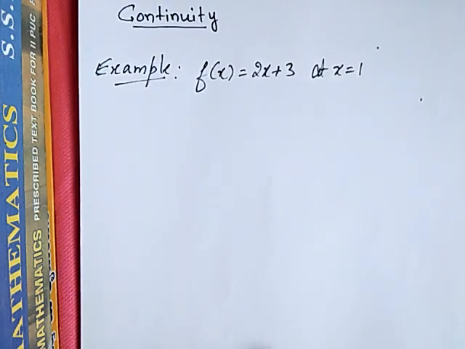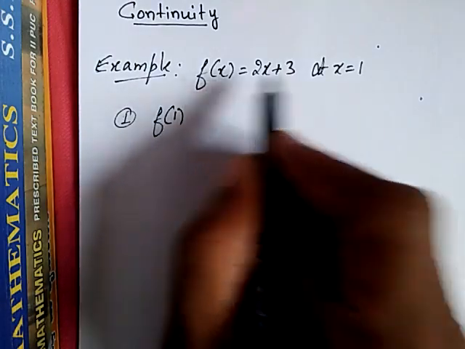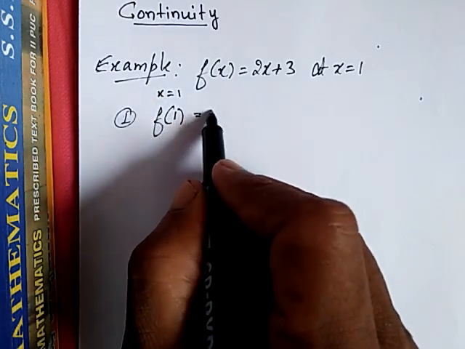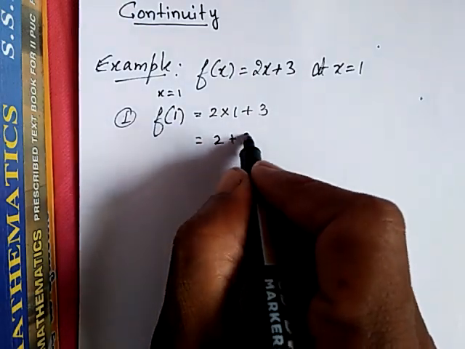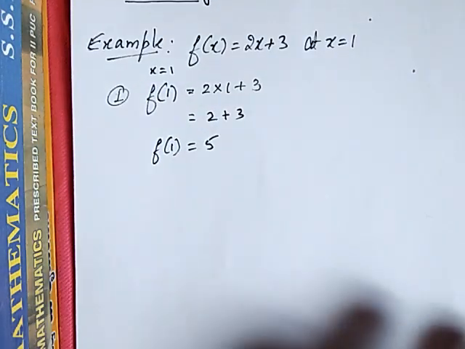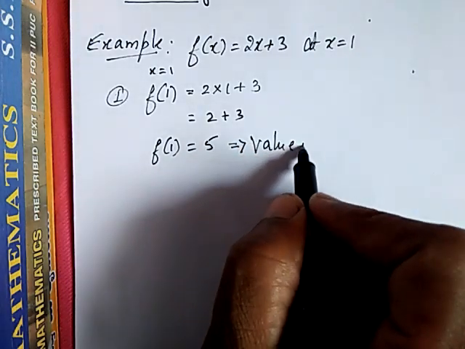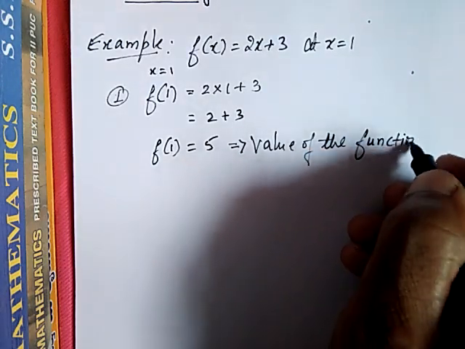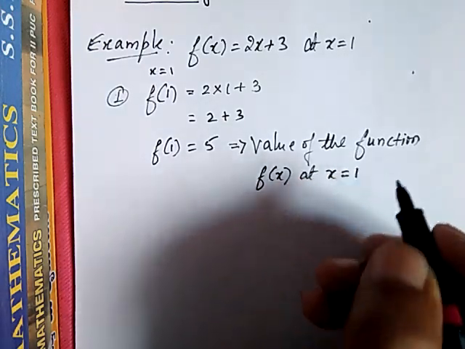So to check this one, first we need to find f of 1. So here f of x is there, so x is equal to 1 we are putting. If you put x is equal to 1, f of 1 is equal to what? 2 into 1 plus 3, which is 2 plus 3, which is equal to 5. So f of 1 is equal to 5. This is nothing but the value of the function f of x at x is equal to 1.